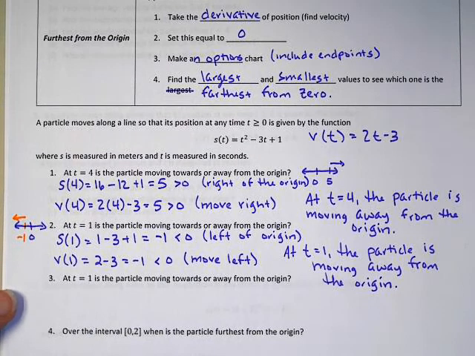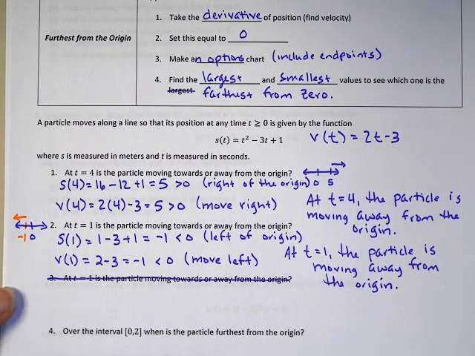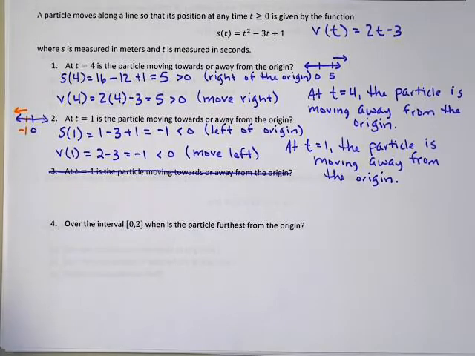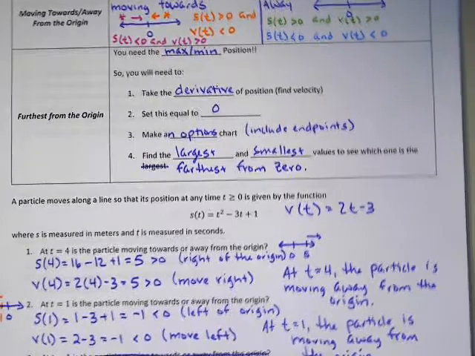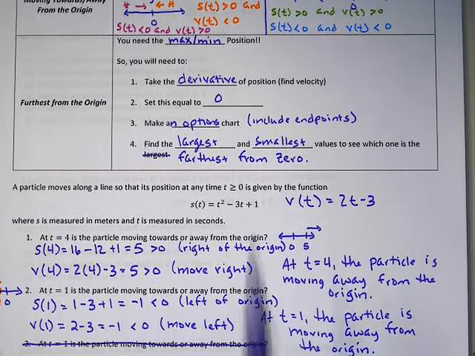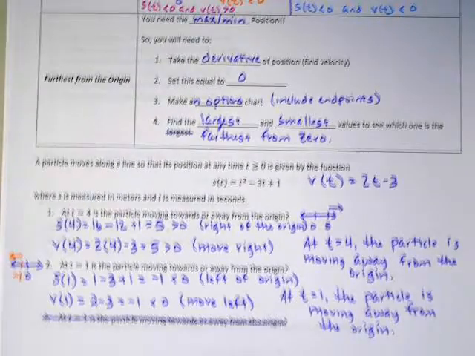Question 3 asks for time t equals 1 again, so we're actually going to go ahead and cross that off and we're going to skip that. We're going to move on down then to question 4. So over the interval from 0 to 2, when is the particle furthest from the origin? So furthest from the origin, we said we need to look at the min and the max positions. So we need to take the derivative and find our critical values and make our options chart.